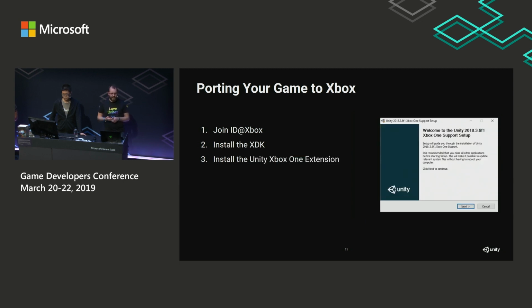Also, by joining the ID at Xbox program, you will also get access to the Xbox-specific part of the Unity website, including our Xbox support forums, where you can ask questions and discuss Xbox One development with other Unity users around the world. This also allows you to grab the Xbox One extension for the Unity editor, for the version of Unity they are currently using, which you should install next, as well as giving you access to Unity's native plugins for Xbox One, which we'll discuss soon.